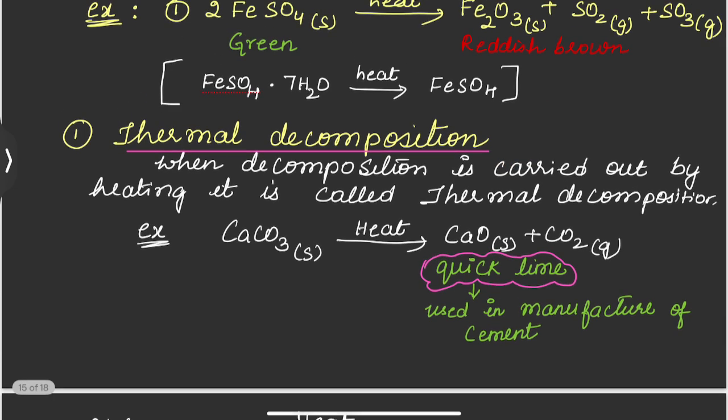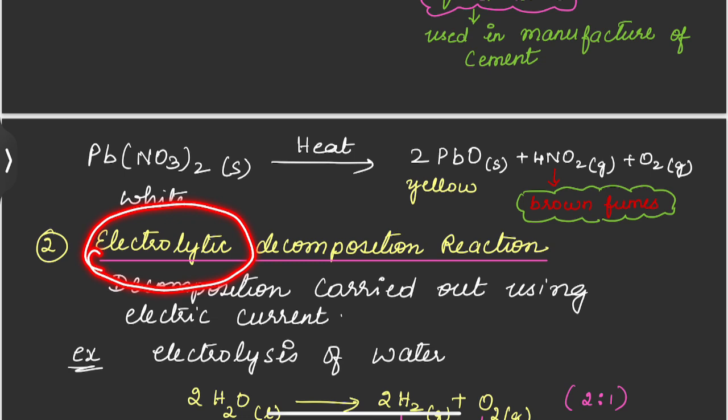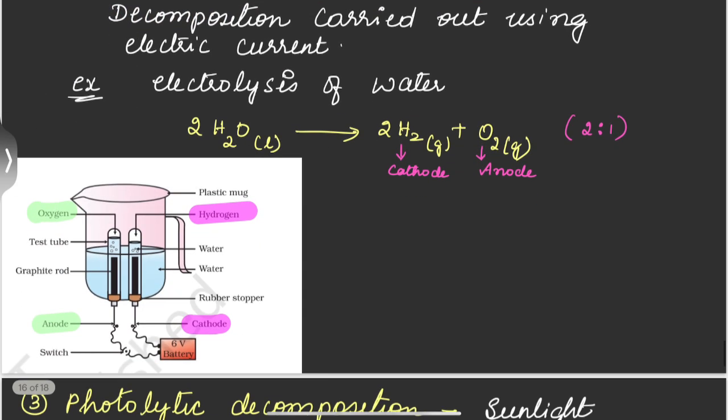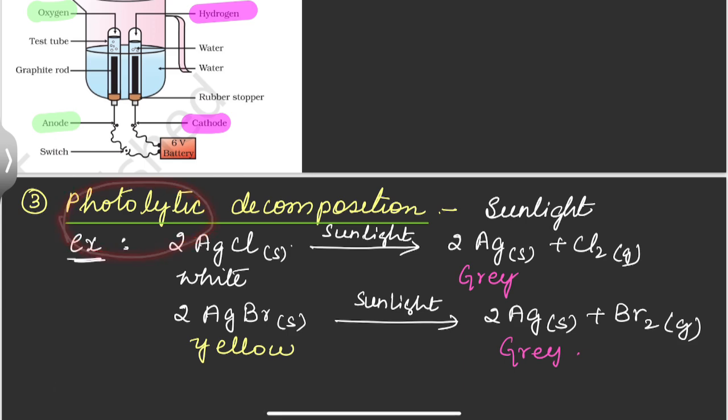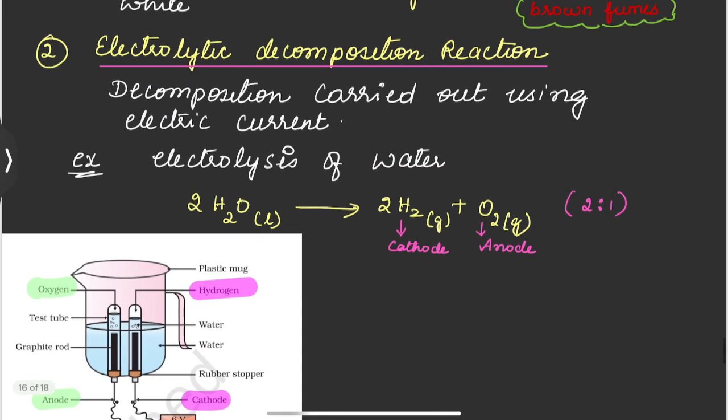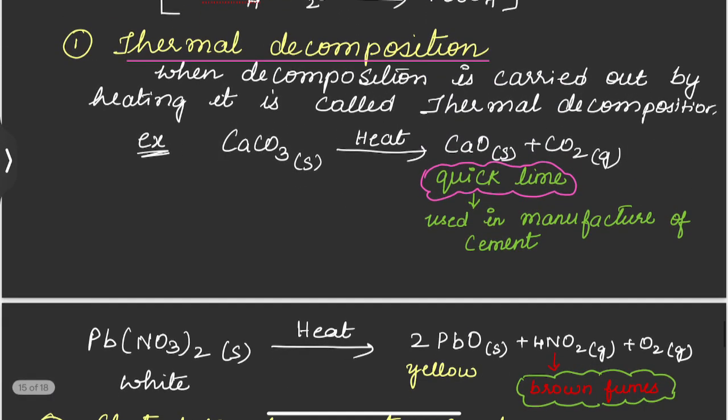Here the first one we are taking is thermal decomposition reaction. One thing you have to remember here is that for the decomposition reaction to take place, some amount of energy should be given. Energy can be in the form of heat. If it is in the form of heat, it is called thermal decomposition. If it is in the form of electric current, then it is called electrolytic decomposition. If the energy is in the form of sunlight, then it is called photolytic decomposition. Depending upon the type of energy used, we classify into three types. The first one is thermal decomposition, where heat energy is used for breaking the reactant into two or more products. When decomposition is carried out by heating, it is called thermal decomposition.